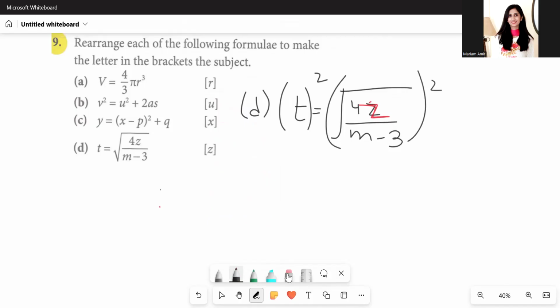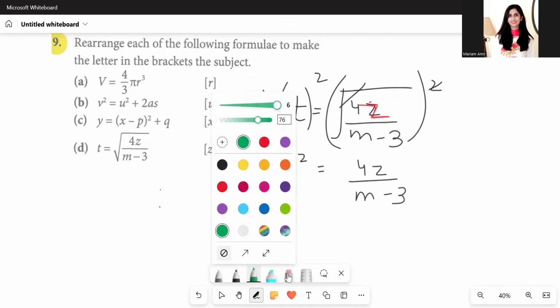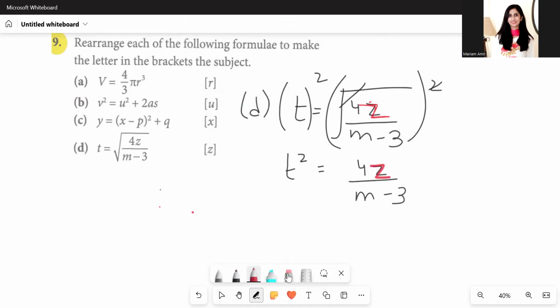Now, since the square root is on everything and the square is on everything, they cancel out. We get t squared equals 4z upon m minus 3. Okay. Now again we need to get z alone. What needs to move first? Yeah. All of this is allowed to go to the other side. Here it's dividing, there it'll multiply. So we can write t squared times m minus 3 equals 4z.